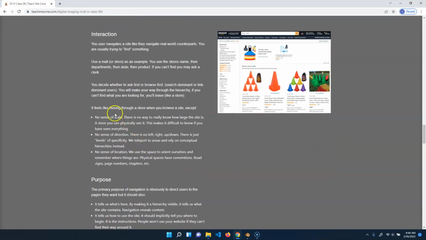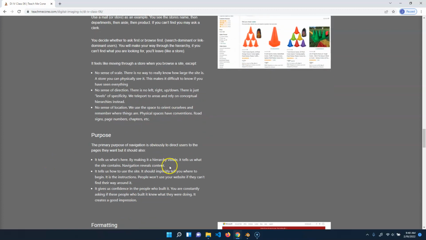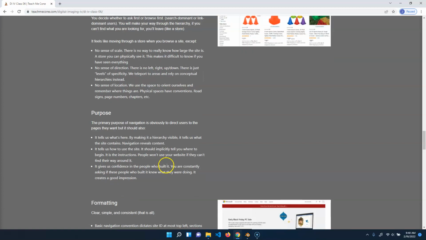Like I said, there's no sense of scale. One of the problems is I might click on an element and a page, and I have no idea how many things are in that page. If I was in a store, I could see, wow, this is a really long aisle. There's no sense of direction, again, because there's no physicality and no location. So we're not in one place versus another. The primary purpose of navigation is obviously to direct users to the pages.